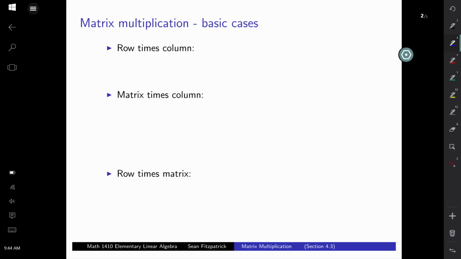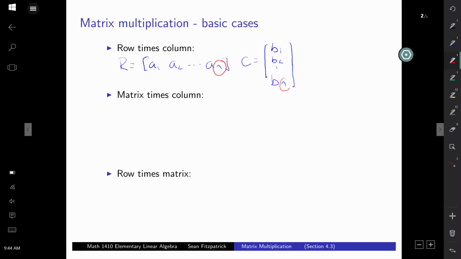So the cases that we looked at on the last video: if I want to do a row times a column, so if my R looks like, say, A1, A2, down to AN, and I have a C which looks like maybe B1, B2 down to BN. And the key thing here is that the number of entries in my row matches the number of entries in my column. So each number in the row R has a partner in the column C. I can pair them all up, and I pair them up using essentially this dot product process, right?